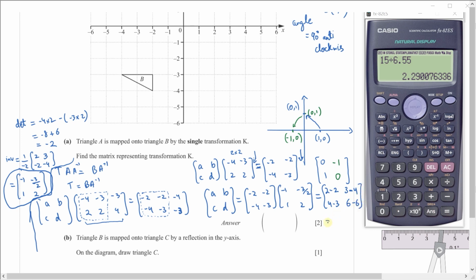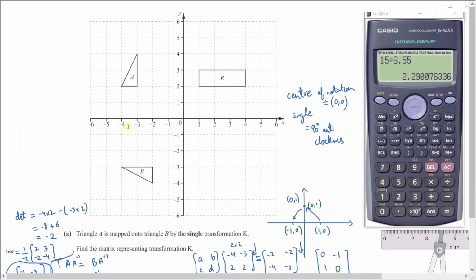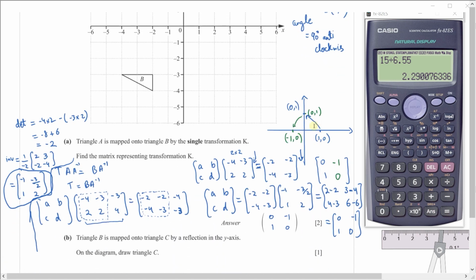So this will be your matrix. So 2 minus 2 is 0, 3 minus 4 is minus 1, 4 minus 3 is 1, 6 minus 6 is 0. So you get the same answer as before. So your answer is 0, minus 1, 1, 0. So basically, if you can find by observation that this is a rotation, you find the center of rotation and the angle and the direction, clockwise or anti-clockwise, and then you apply this trick where you take 2 points 1 0 and 0 1 and apply the same transformation and see where they end up.